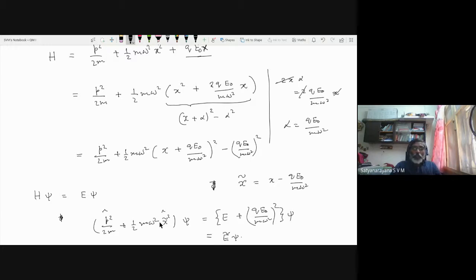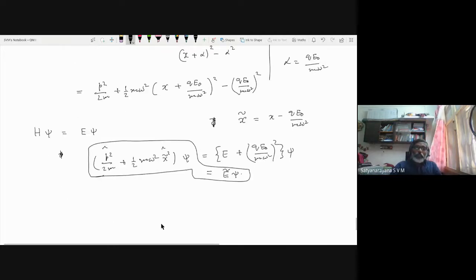Now this problem is exactly the same as our harmonic oscillator. So our E tilde of n is equal to n plus half into h cross omega. Frequency did not change. Frequency is the same. Correct.